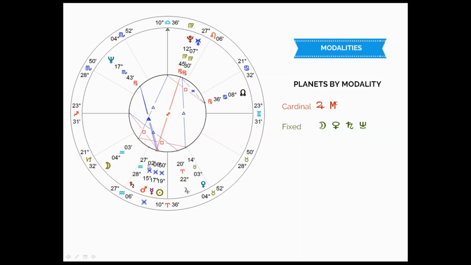More with the fixed sign energy, with the Moon and Saturn in Aquarius, Venus in Taurus, but nothing in Leo, and Neptune in Scorpio. But plenty of mutable planets and points, as you can see. The ascendant is in Sagittarius, which is mutable. Mars, Mercury, and the Sun in mutable Pisces. Nothing in Gemini. And then Uranus and Pluto in Virgo. So this is a very mutable individual. Adaptable, flexible, plenty of ideas, good at managing information.